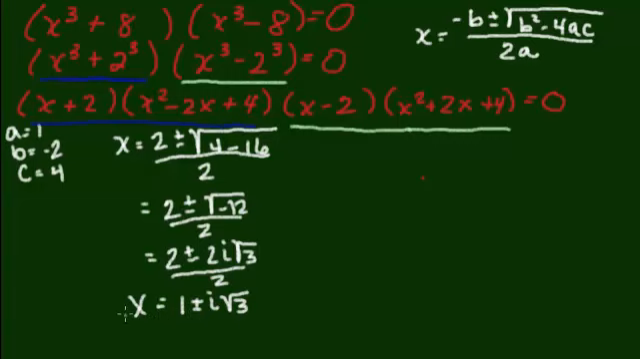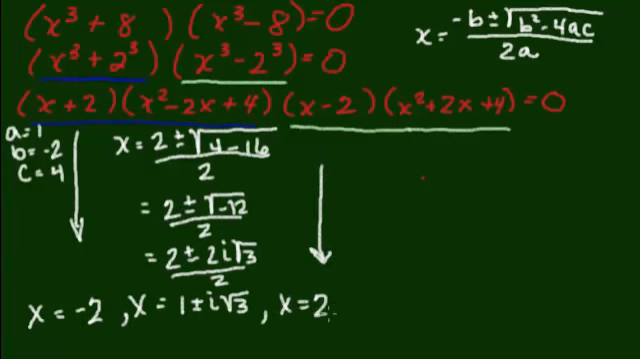Now, since I'm writing down answers, I'll go ahead and write down from this one up here, x equals -2. I'll go ahead and write down from this one up here, x equals 2. Once again, I would love for this thing to factor, but it won't factor, so I'm going to plug it into the quadratic formula.